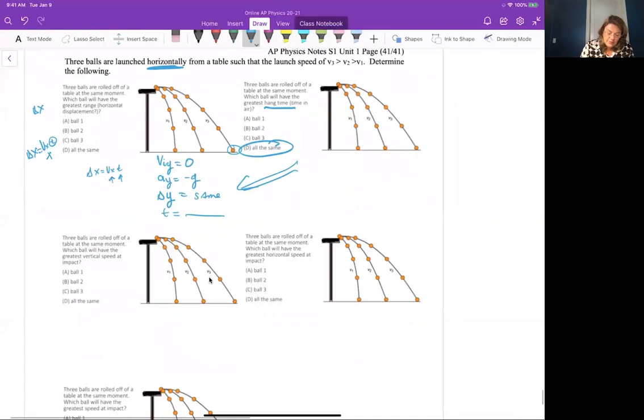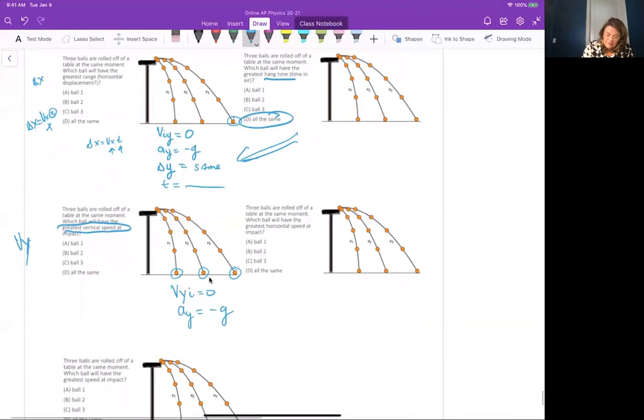3 balls are rolled off the table at the same moment. Which ball will have the greatest vertical speed? What is that? Vy, okay, which one is that? At the point of impact. Well, Vy initial is equal to 0. Acceleration in the y direction is negative g. They all have the same delta y because they all have the same height. So if I find my final velocity in the y direction, which is what they said, greatest vertical speed at impact, I should have the same because all the variables are the same, all right?